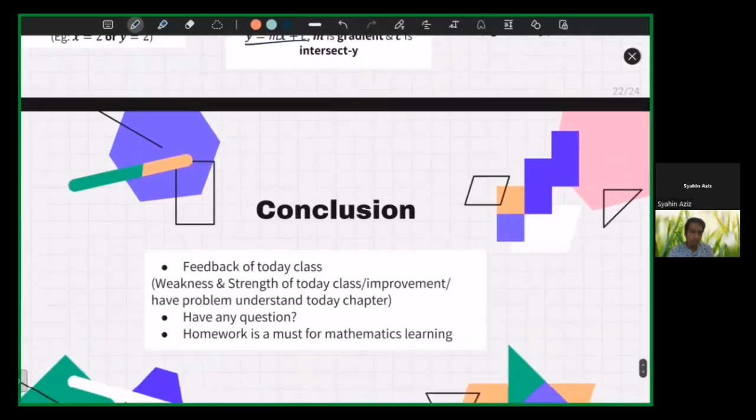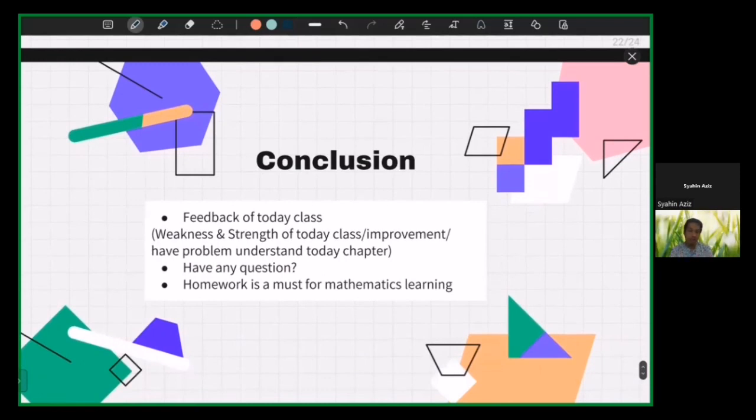So for conclusion, I will need your feedback about the 2D class. If there are any weaknesses or strengths of the 2D class, or improvements that can be made by me, please give feedback. And if you also have problems understanding our 2D chapter, please also give feedback to me. I will give you the Google form later. And if you have any question, you can ask after the class, in the group.